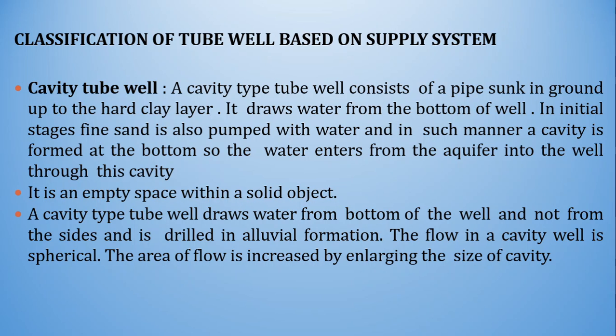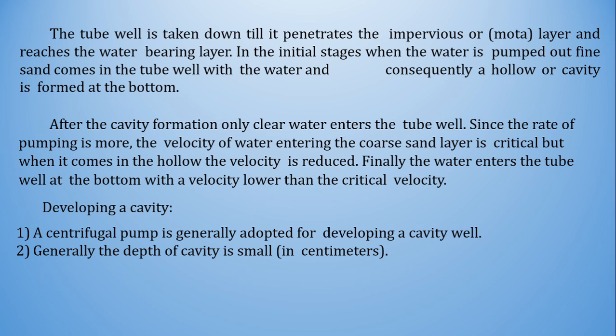A cavity type tube well draws water from the bottom of the well and not from the sides, and is drilled in an alluvial formation. The flow in a cavity well is spherical. The area of flow is increased by enlarging the size of the cavity. The tube well is taken down till it penetrates the impervious layer, also called the bota layer, and reaches the water bearing layer. In the initial stages, when the water is pumped out, fine sand comes. After cavity formation, only clear water enters the tube well.